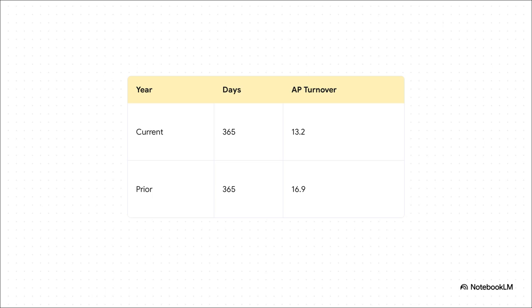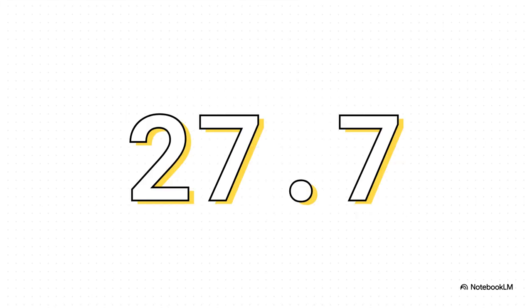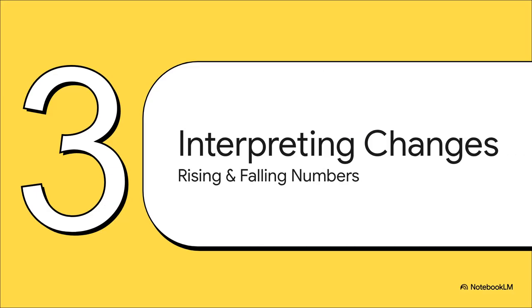Let's do the math. Okay, so doing the math for the current year, 365 days divided by that 13.2 turnover rate gives us exactly 27.7 days. That is up significantly from the 21.6 days they had the year before. So in just one single year, this company went from taking about 3 weeks to pay its bills to taking almost a full month. Which brings us to Section 3, Interpreting Rising and Falling Numbers.